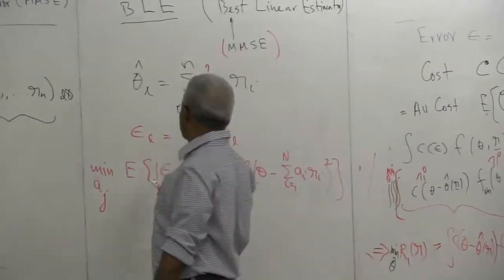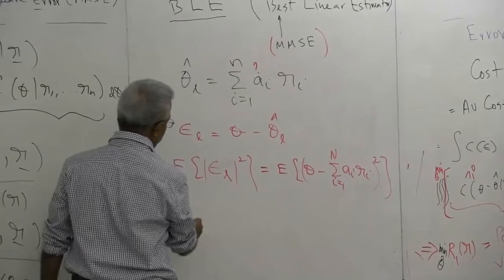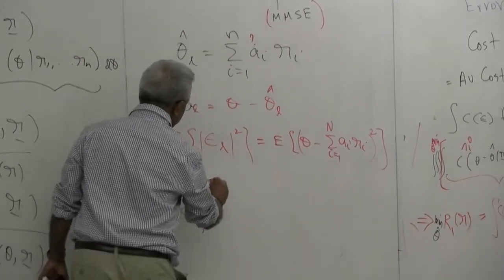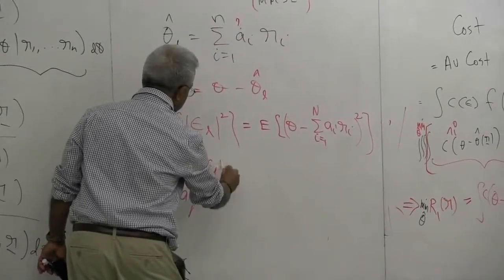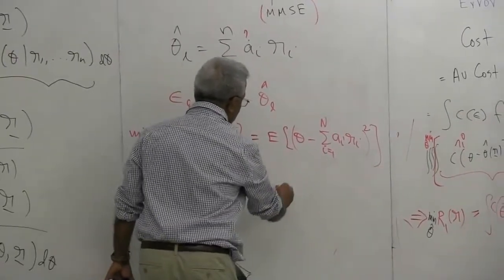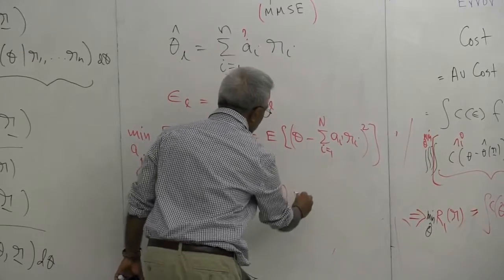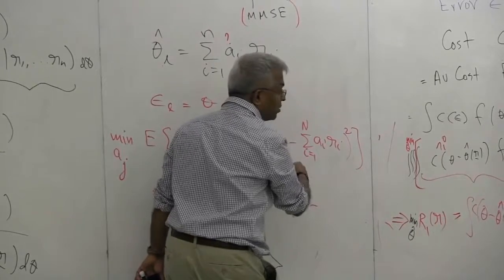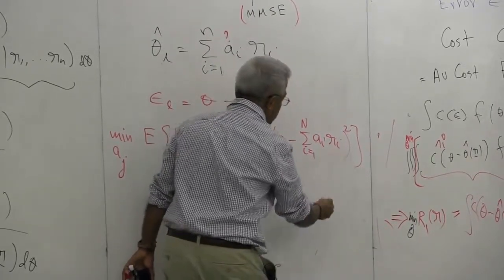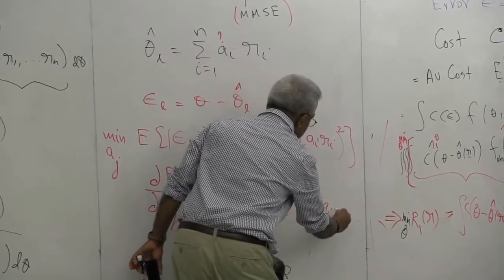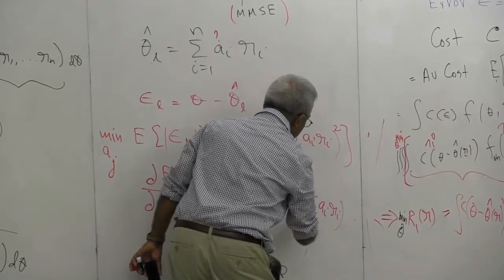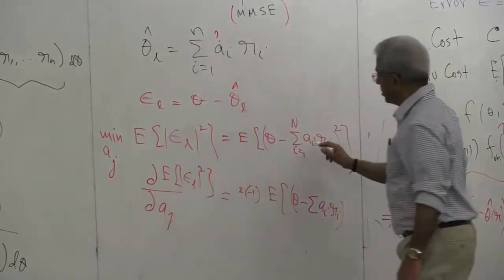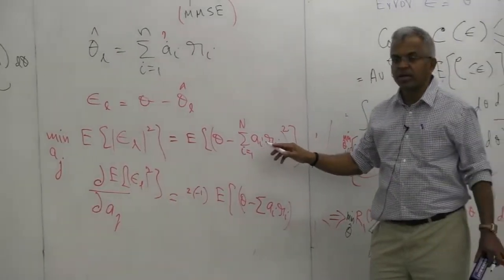So of course if this is a quantity you want to minimize, you take the derivative of this with respect to the unknowns and equate it to 0. So this is 2, then minus 1, expected value of theta. Remember, expected value is a linear operation, so the derivative goes inside. So this is the summation of a_i r_i, 2 goes outside, minus 1 goes outside, and then you have to take the derivative with respect to a_j.